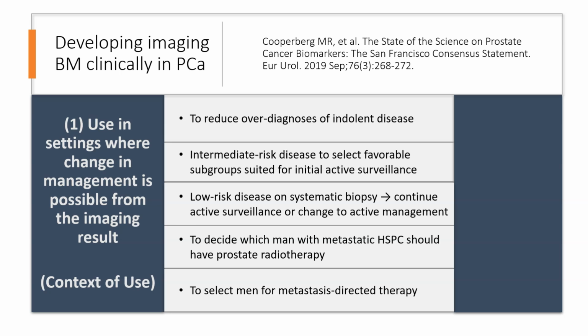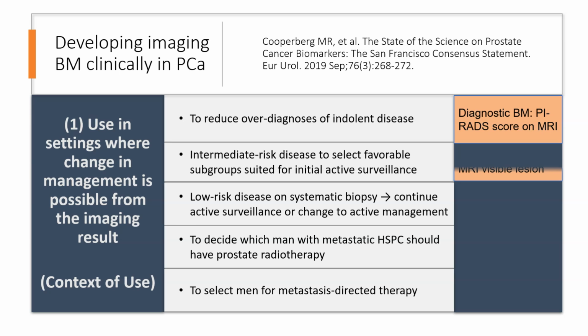So the first condition is the use in settings where changes in management are possible from the imaging result. What imaging biomarker would you need to reduce overdiagnosis of indolent cancers? We already discussed that we would use the PI-RADS score on an MRI because it is a diagnostic biomarker. What biomarker would you use for intermediate risk disease to select favorable and unfavorable subgroups for initial active surveillance? This again was a diagnostic biomarker, and the biomarker we said was the visibility or the invisibility of a lesion.